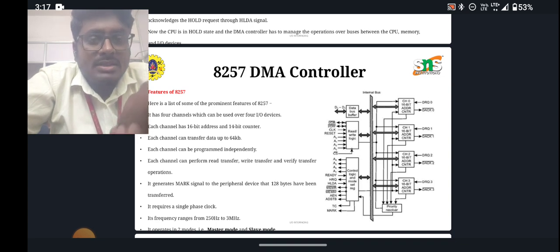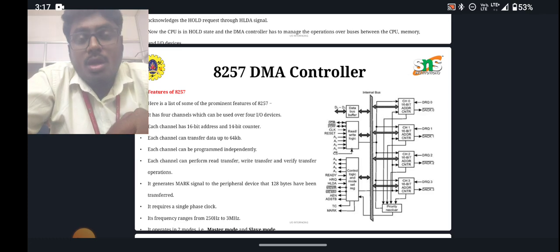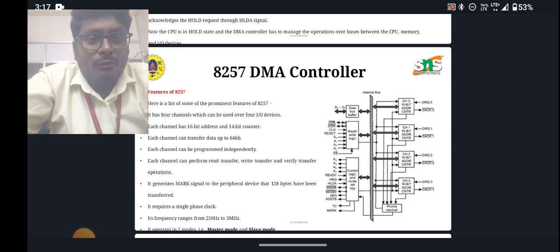It generates a mask signal to the peripheral devices that 128 bytes have been transferred. It requires a single phase clock. Its frequency ranges from 250 Hz to 3 MHz. It operates in 2 modes, master mode and slave mode.